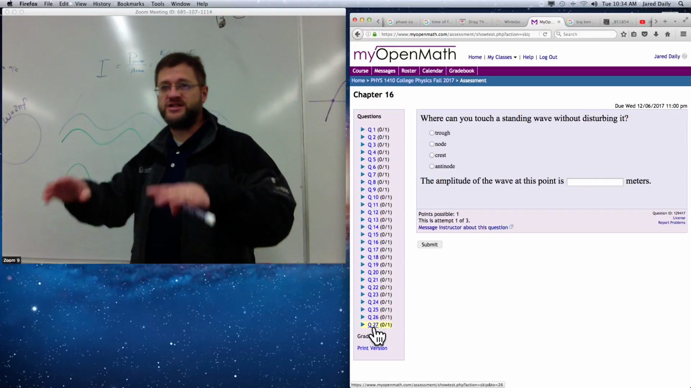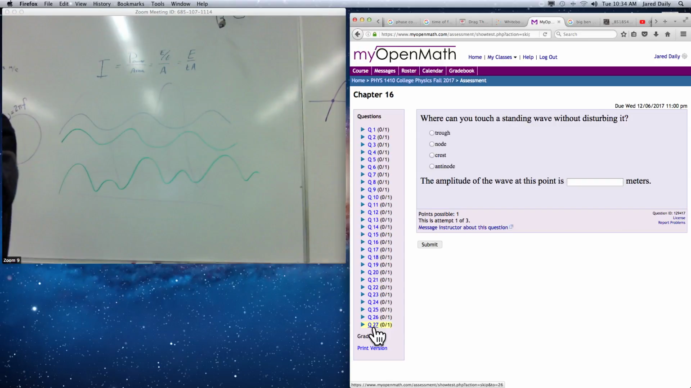So if you come along and you see a string that's vibrating, you'll see these troughs and peaks going back and forth, and one point that's just sitting there. If you went and touched the wave there, you wouldn't affect it. But if you touch it where it's moving a lot, the whole wave will get messed up. And that's what they're talking about. You can touch it at the node. You cannot touch it at the antinode where it's moving along.